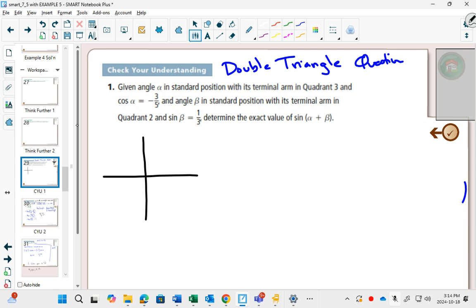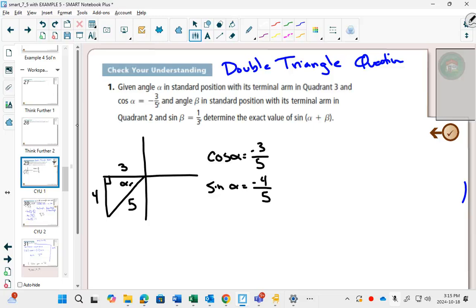They tell us angle alpha is in quadrant 3, so I go into quadrant 3, I label my reference angle for alpha, go back to my nearest x-axis, and since I know that cos of alpha is -3/5, I can label adjacent is 3, hypotenuse is 5. a squared plus b squared equals c squared gives this side is 4. From my triangle, I can tell that sine of alpha is -4/5, negative because of the CAST rule, it's in quadrant 3, and sine is opposite over hypotenuse.